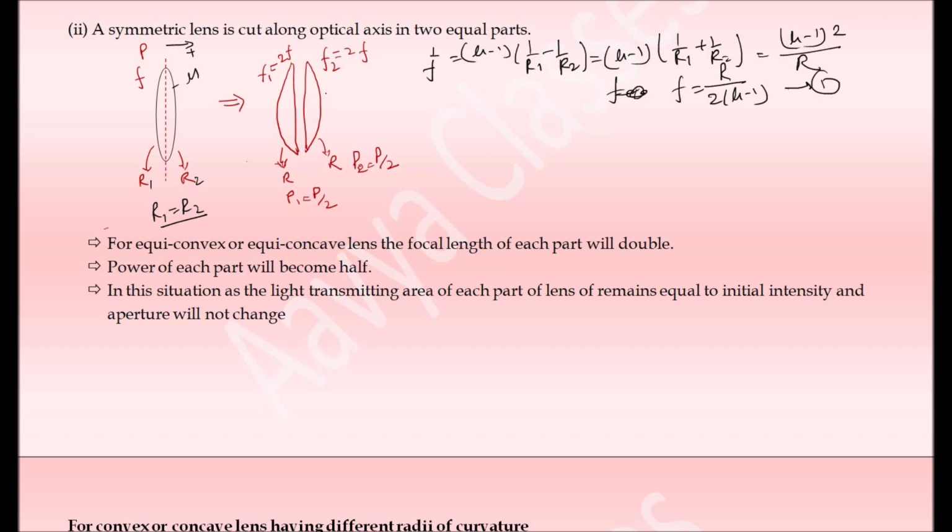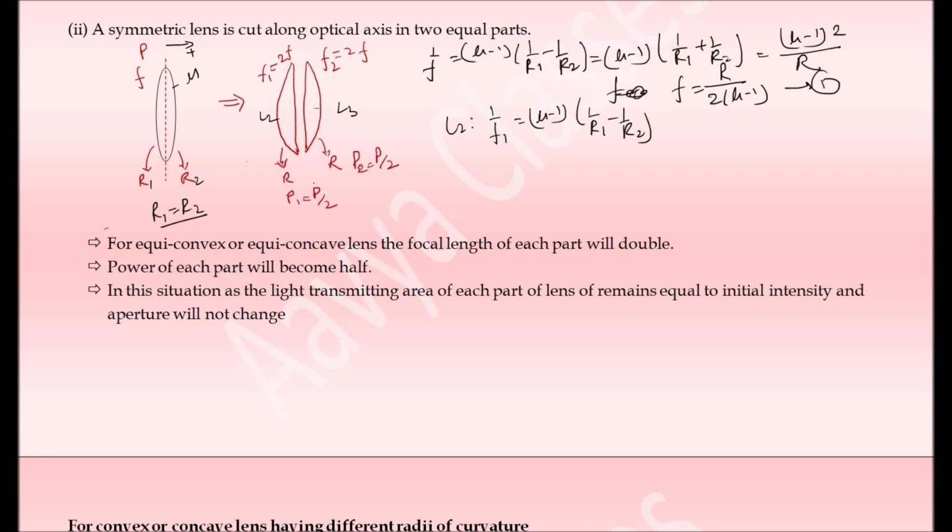Now we consider the second case when we cut this lens along the optical axis, and in turn we get two plano-convex lenses. We call them L2 and L3 respectively. So for lens L2, focal length is suppose f1, then 1 by f1 is equal to (mu minus 1)(1 by R1 minus 1 by R2).